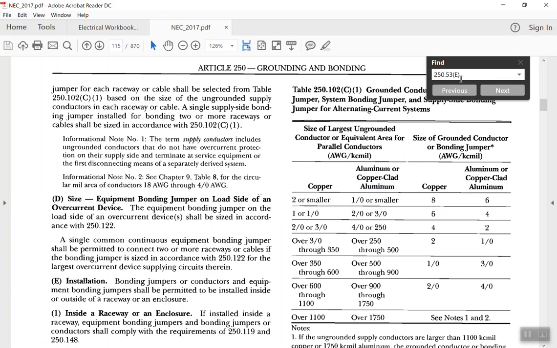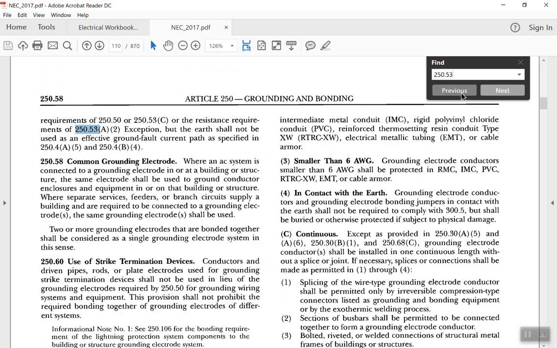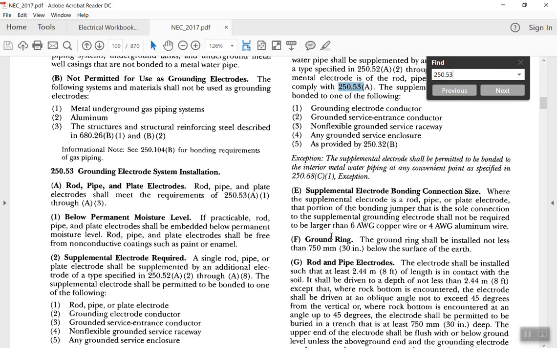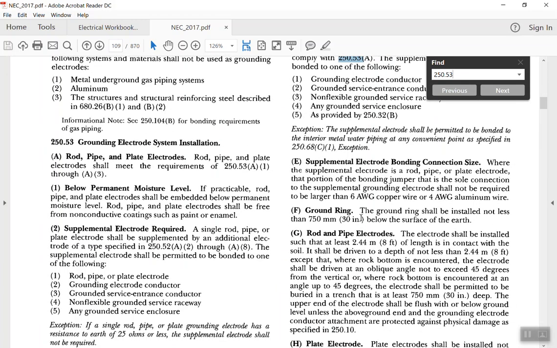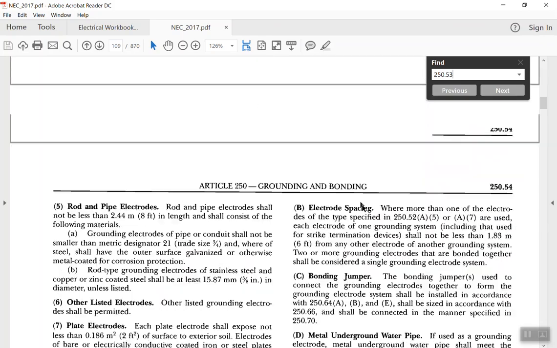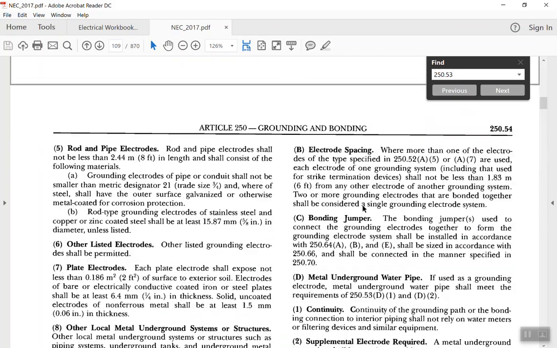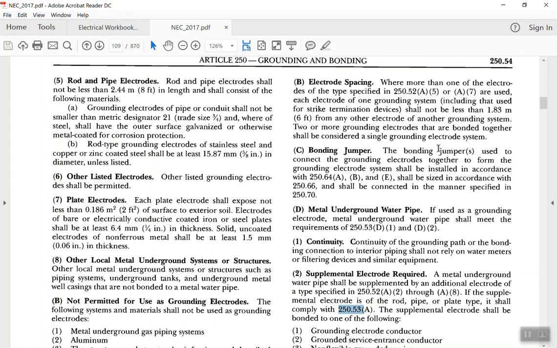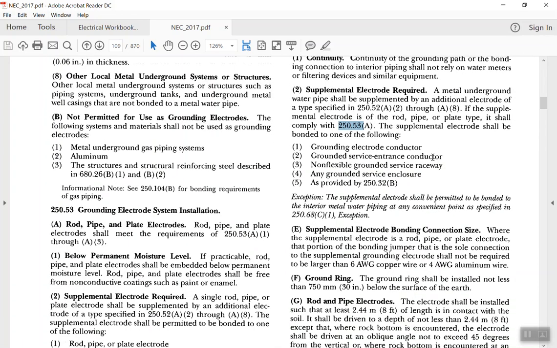Okay, computer, it'll probably take me a little longer to find it than you. There it is. Okay, so this one here looks like I'm on page 113. Okay, page 113, and 250.53 is for grounding electrode system installation.